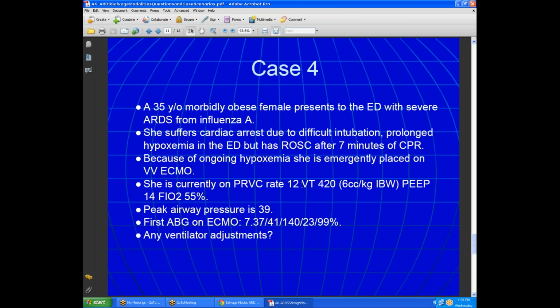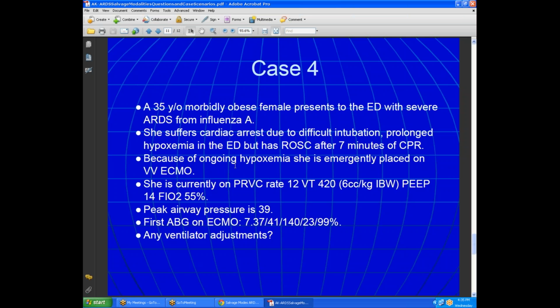She's on PRVC rate of 12, tidal volume of 420, PEEP of 14, FiO2 of 55%. Her peak airway pressure is 39. Her first blood gas on ECMO is 7.37, 41, 140, 23, and 99%. Anything anyone would do on her ventilator? Okay, so Perminder is saying to decrease the tidal volume. I think that would be what I would be looking for here.